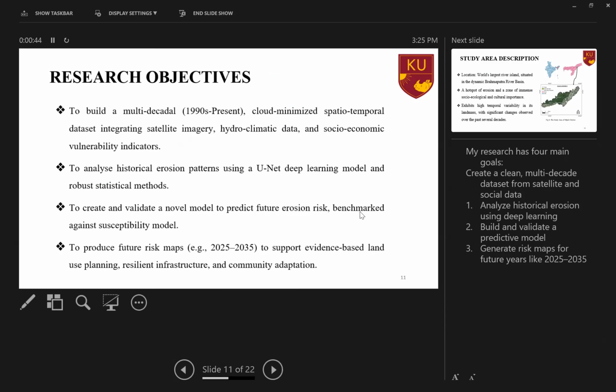And the second one, you are doing the mapping, right? You can show it, right? So mapping is not being done right now. Okay, no problem. So the first one was to build a multi-decadal cloud-minimized spatio-temporal dataset integrating satellite imagery, hydroclimatic data, and socioeconomic vulnerability indicators. So that is complete, right? From 1990 onwards. Yes, sir. The dataset has been completed.